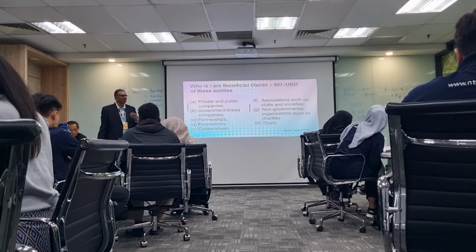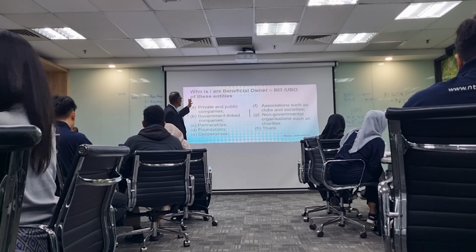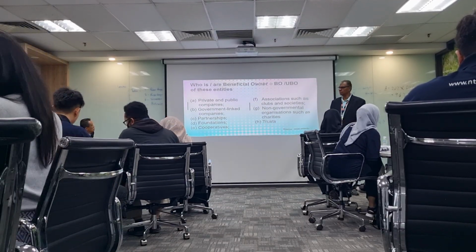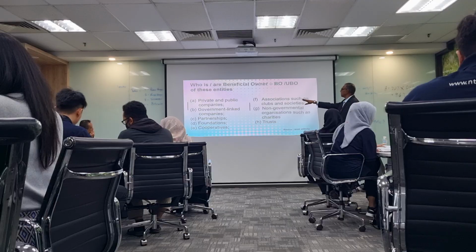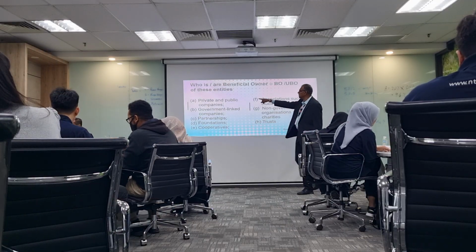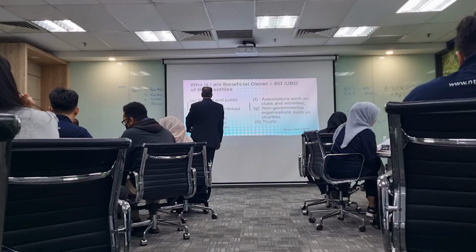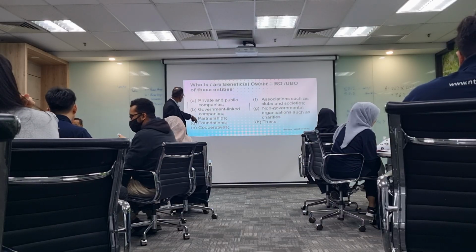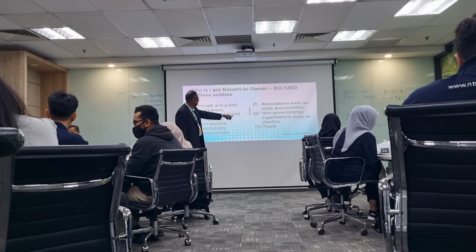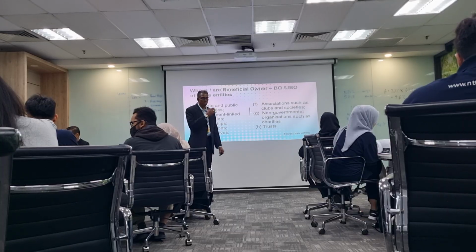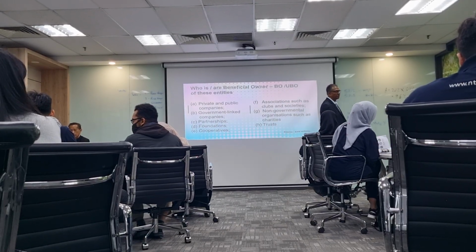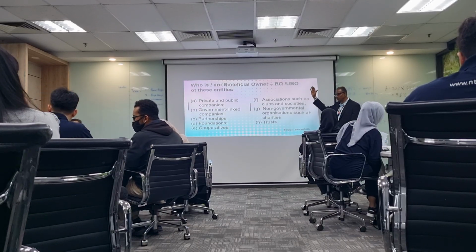Okay, PNM says that you need to find out, this is for PNM. You go to the PNM website, you can find out. PNM says that you need to find out who's the BO, UBO of these entities: private and public companies, government-aided companies, partnerships, foundations, associations, NGOs, charities and trusts. You go there, they have actually listed down which companies you need to find out.